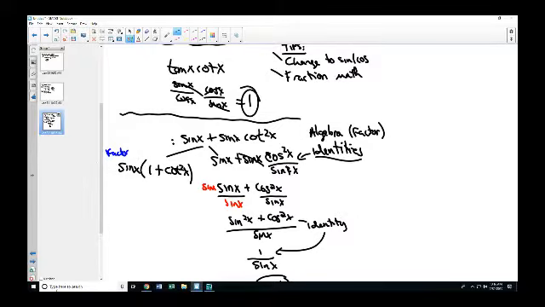Yesterday we talked about the Pythagorean identities. What is this equal to? Sine x plus cosine... 1 plus cotangent squared is? You can reference your notes in your book here. That is an identity. One plus cotangent squared is cosecant squared. Okay?